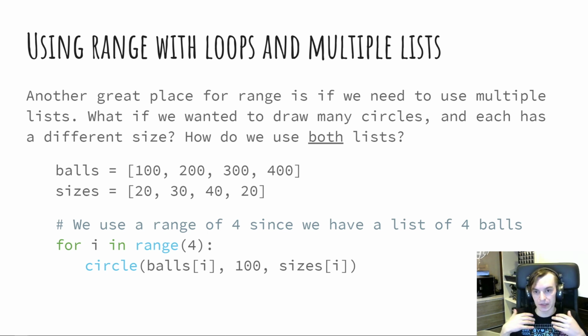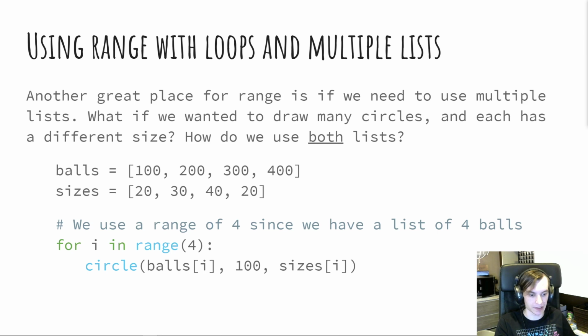The problem with trying to do this without using range is that we can only iterate over one of these lists. We can only say for ball in balls or for size in sizes, and then we have no way to access the other variable. But by using range, we can access both of them just by using the index, right? Because 100 is at the same index as 20, 200 is at the same index as 30, and so on. And this would apply no matter how many items there were.